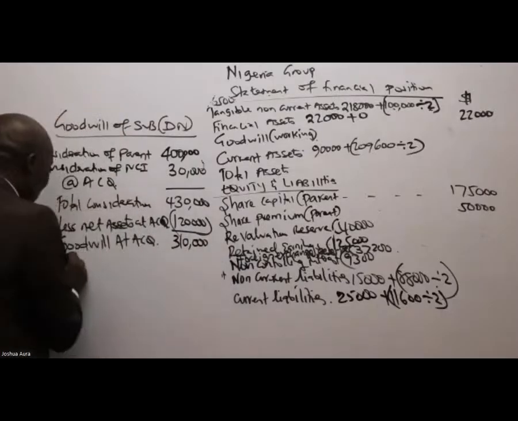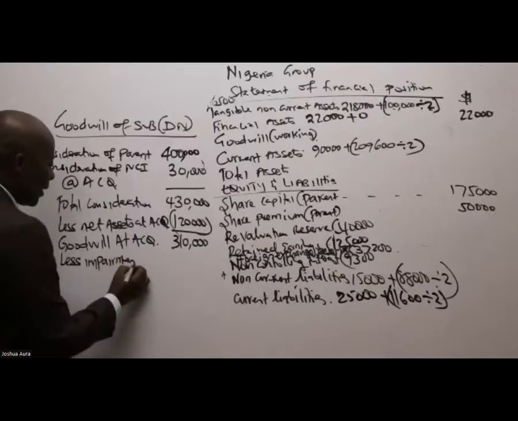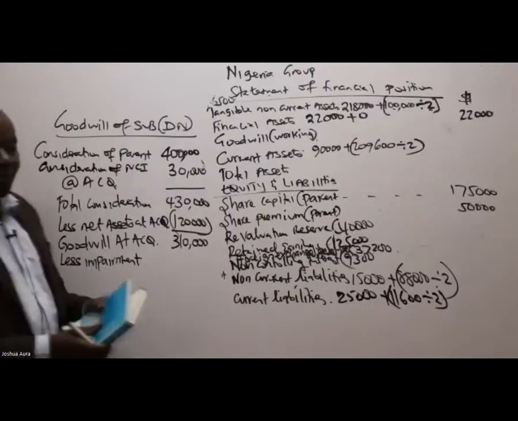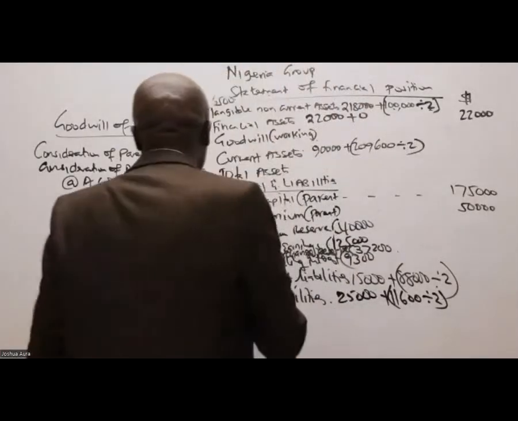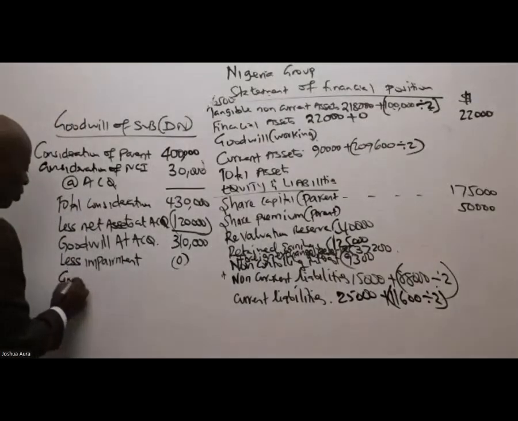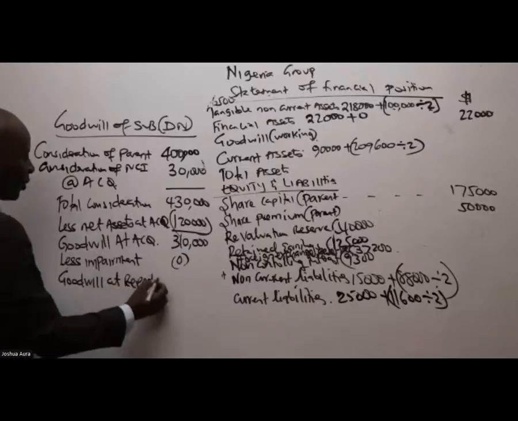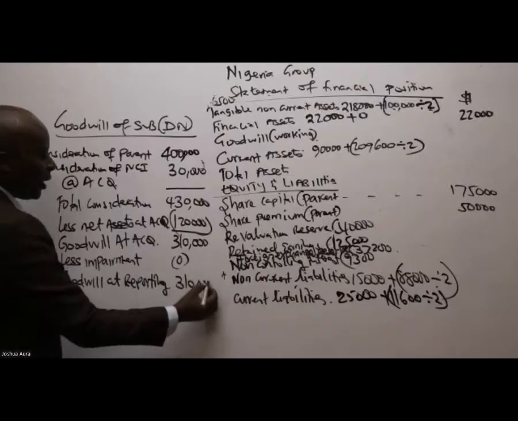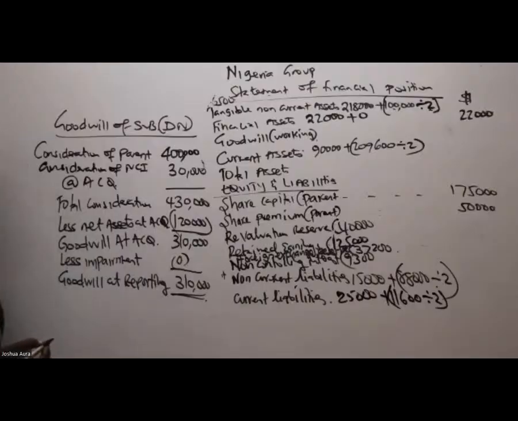Less any impairment. Are you able to see any impairment? Have they given us any policy regarding impairment? No impairment, isn't it? So impairment is 0. And then when you subtract, we get what we call goodwill at reporting. So goodwill at reporting basically will be 310,000.